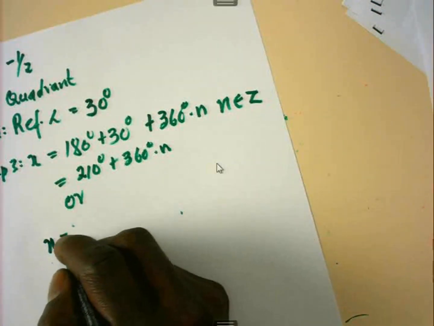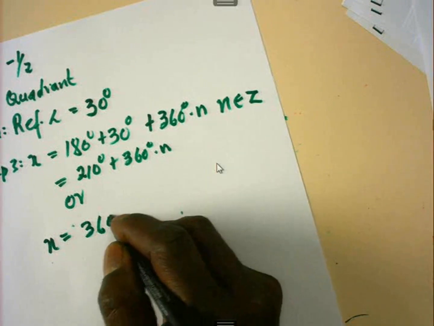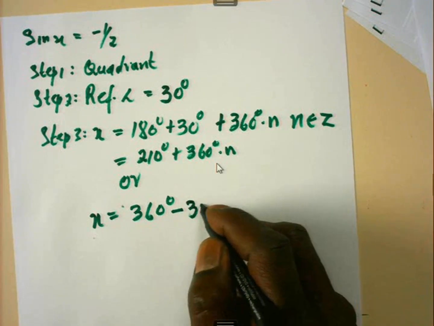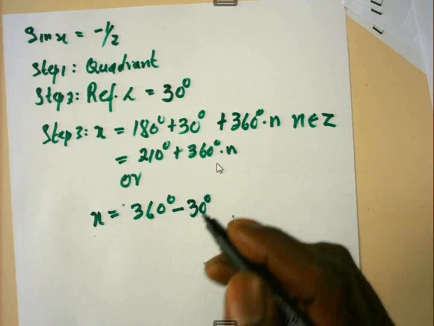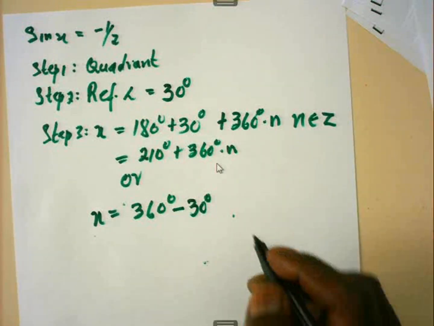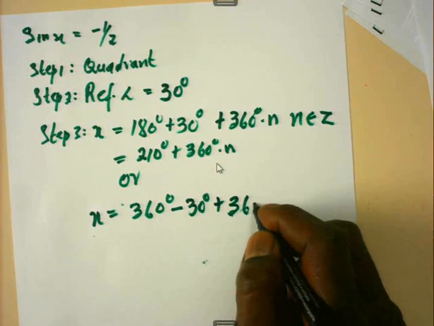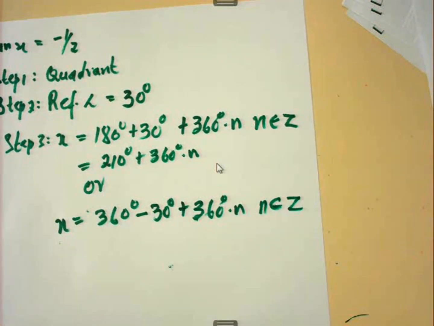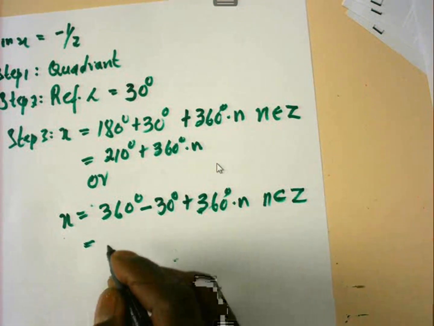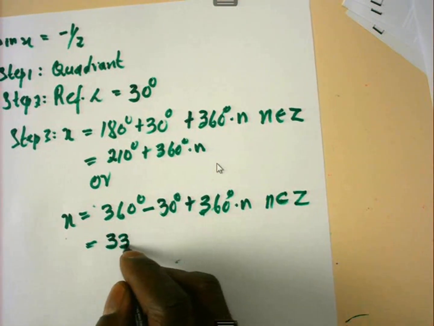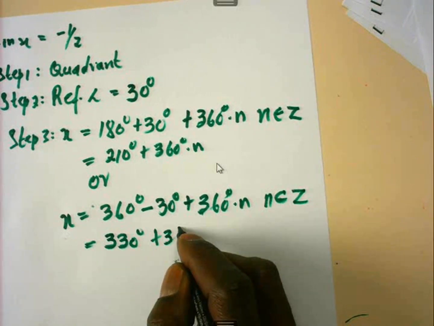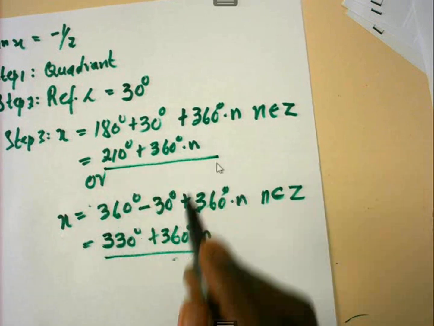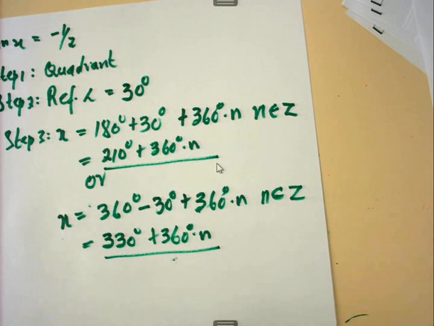Or x will be equal to 360 degrees minus that reference angle, which is 30 degrees. Of course, we can rotate for any number of revolutions, and that will be plus 360 degrees times n, n being an element of integers. So 360 degrees minus 30, that will be 330 plus 360 degrees times n. So these will be our two general solutions for that problem.